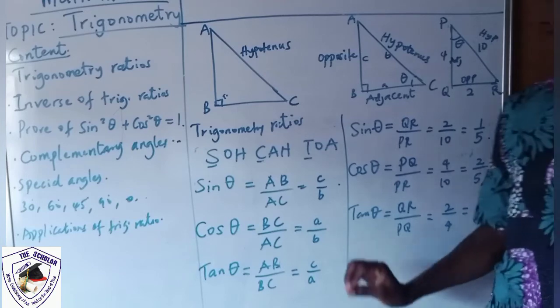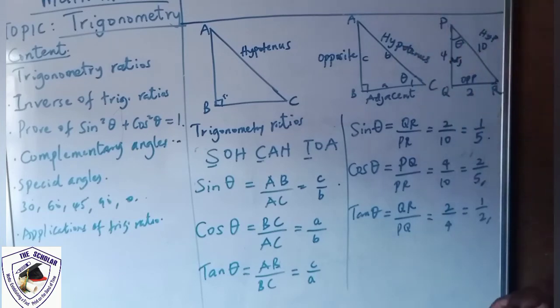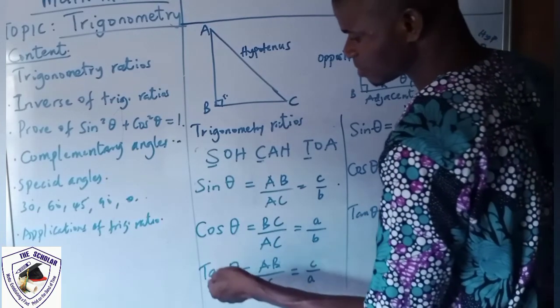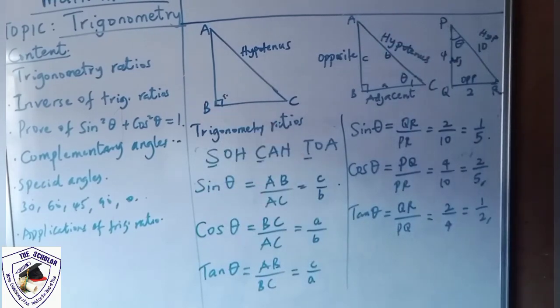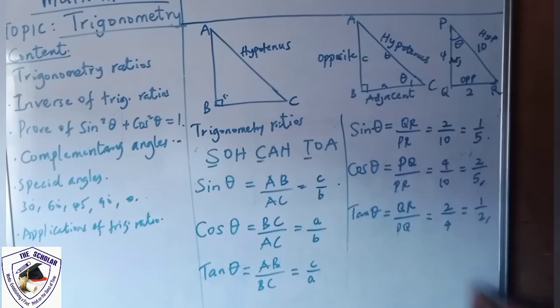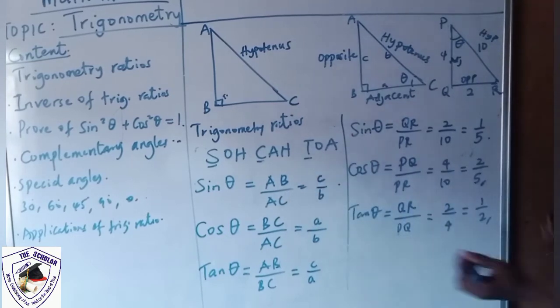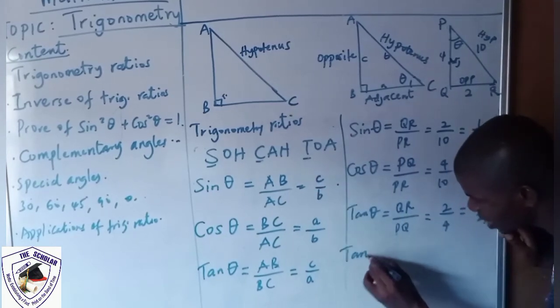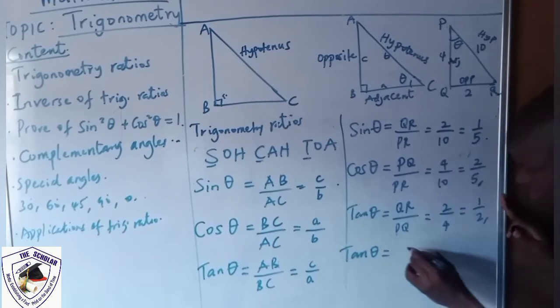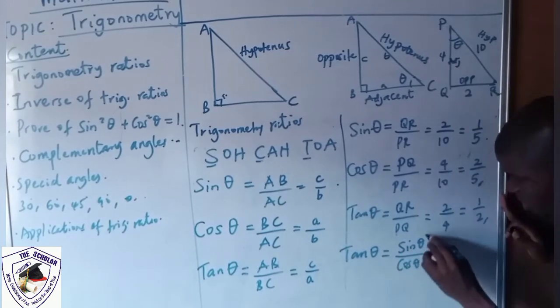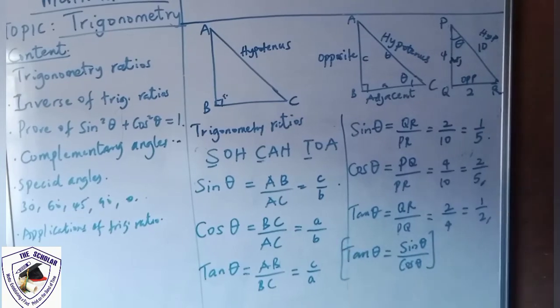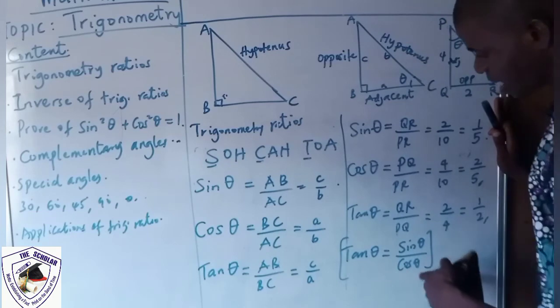Now let's move to the next stage. But before we move to the next stage, there's a relationship between tan theta, cos theta, and sine theta. And what is the relationship? Let me define it here quickly. The three are related by definition. We have tan theta is equal to sine theta divided by cos theta. This is the relationship between the three. And we are going to prove that quickly. So let's see if that is true.